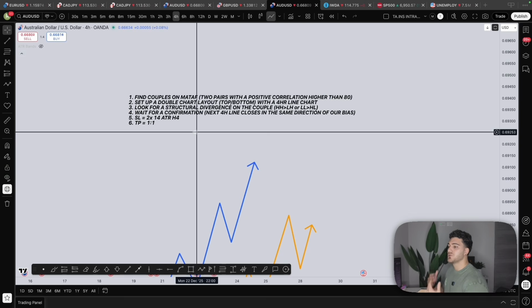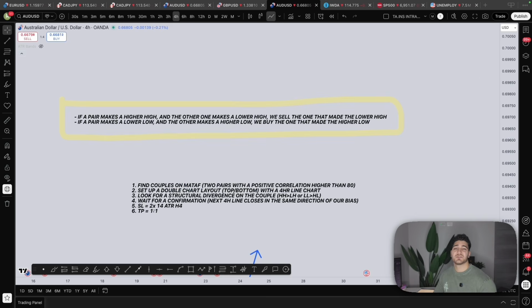So the fifth step will be to put our stop loss at 2 times the 14-period ATR on a 4-hour time frame. The ATR bands show us exactly where to put the stop loss if you set them up properly, and we put the take profit at a 1-to-1 risk to reward ratio. So as you can see, the approach is actually fairly simple. You just need to get used to using the line chart for this particular strategy, and you need to work on your ability to find divergence in the structure in your backtest.